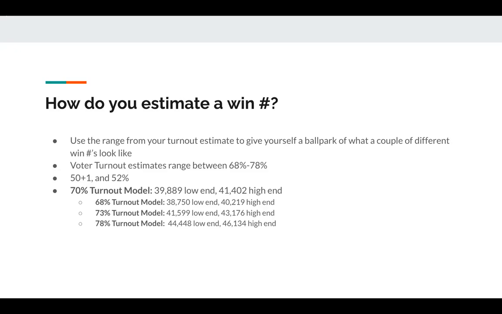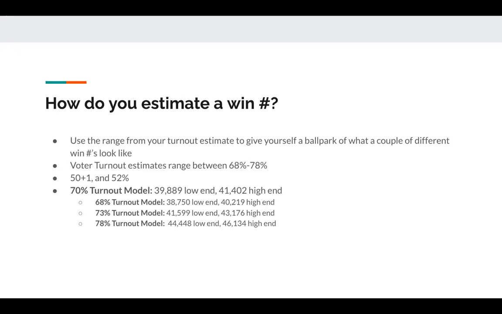So at 70% turnout, we're looking at 79,619 votes cast. 50% plus 1 there would be 39,889 votes. 52% would be 41,402 votes. That's our win number. However, we don't want to just stop there.